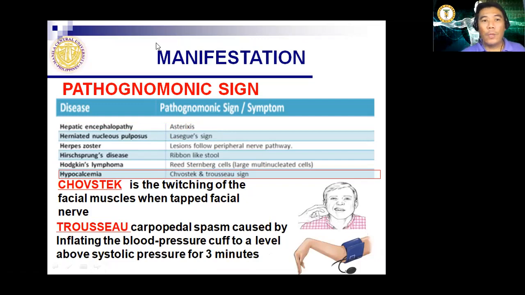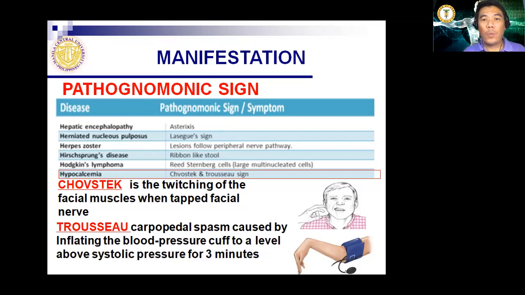Now, when it comes to hypocalcemia, these are evidence of a problem with the level of calcium. Okay? What's the problem here? When it comes to the level of calcium, there are two signs needed to identify: the Chvostek sign and the Trousseau sign. Okay? When it comes to Chvostek sign, it's the twitching of the facial muscle when you tap the facial nerve. So what you will do is tap the facial muscle, then it will cause the twitch.